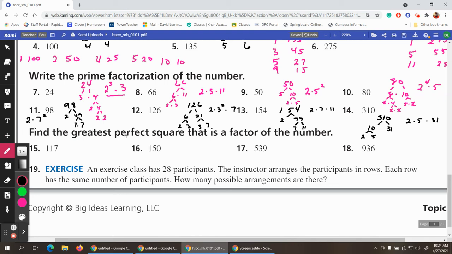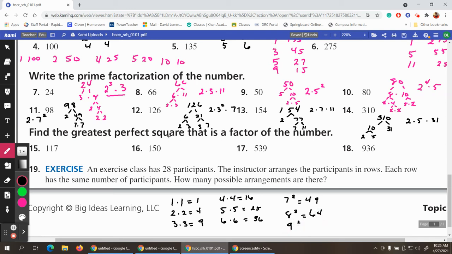So now this is looking for, again, the greatest perfect square. A perfect square is like this, right? 1 times 1 is 1, but 2 times 2 is 4. 3 times 3 is 9. 4 times 4 is 16. 5 times 5 is 25. 6 times 6 is 36. I'm not going to keep writing it out, but 7 squared is 49. 8 squared is 64. And 9 squared is 81.